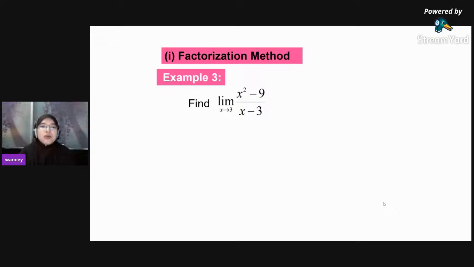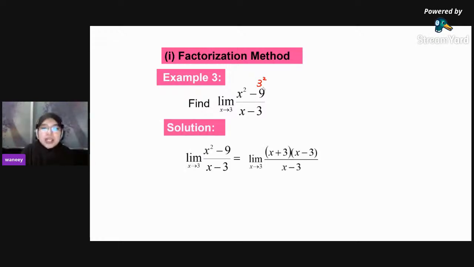Okay, so now factorization method. So for example, let's say we want to find out the limit as x approaches 3 for x squared minus 9 over x minus 3. Okay, so how do we factorize them? Obviously, if you want to factorize, it's supposed to be something with the square. So factorize x squared minus 9. So 9 is actually 3 square. So you can easily factorize them. So it will become the limit as x approaches 3, x plus 3, x minus 3 over x minus 3.